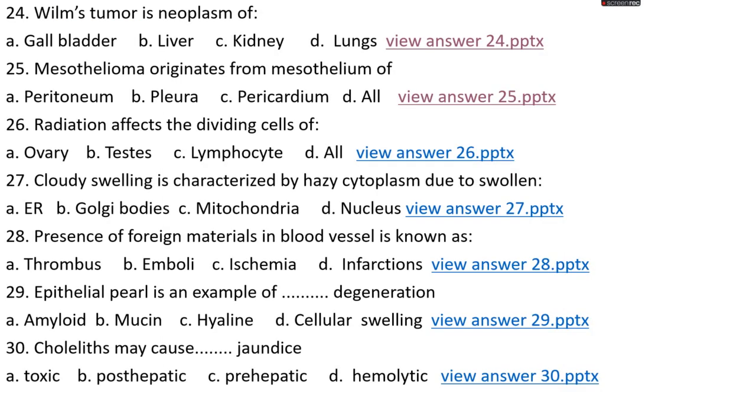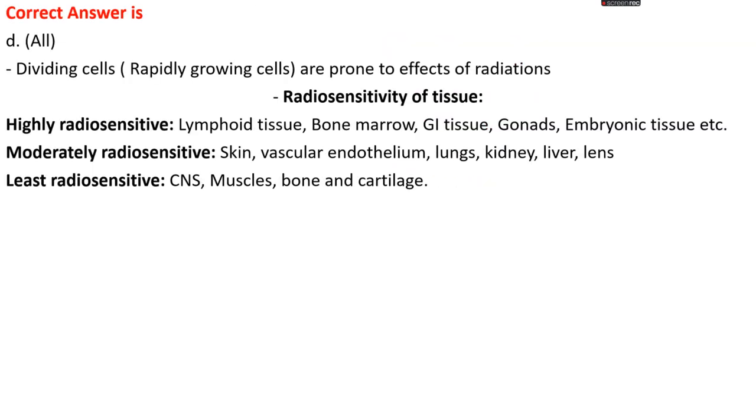Okay. Question number 26. Radiation affects the dividing cells of option A, ovary, option B, testes, option C, lymphocyte, option D, all. The right answer is option D, that is all. Dividing cells, which are rapidly growing cells, are prone to the effect of radiation.